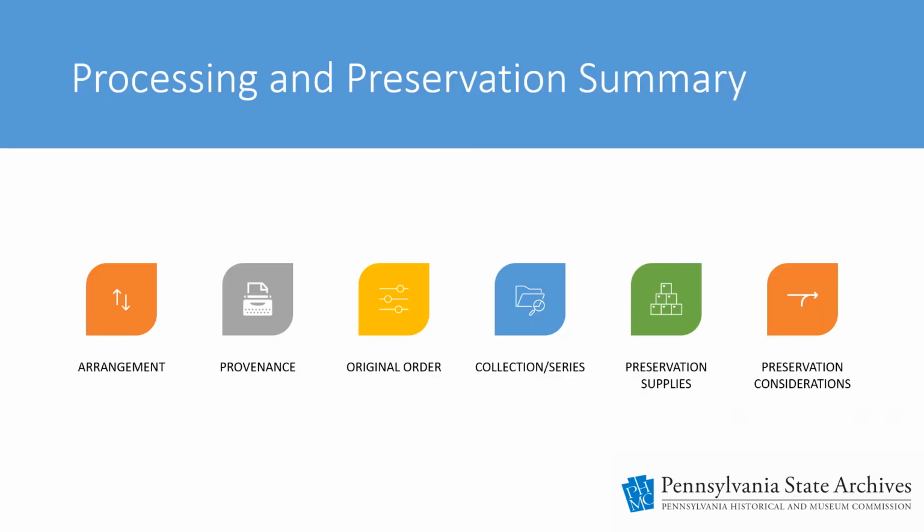In review, processing and preservation are the physical steps taken to prepare materials for researchers and long-term storage, including arrangement, where it's necessary to determine 1. Provenance, or the record's creator, and 2. The original order, or how the creator used and maintained their records. From there, you can assign distinctions between collections and series, which helps with both the physical and intellectual control of your records. Further, determining what supplies are needed and how to best apply them to specific record types ensures the long-term preservation of your important collections.